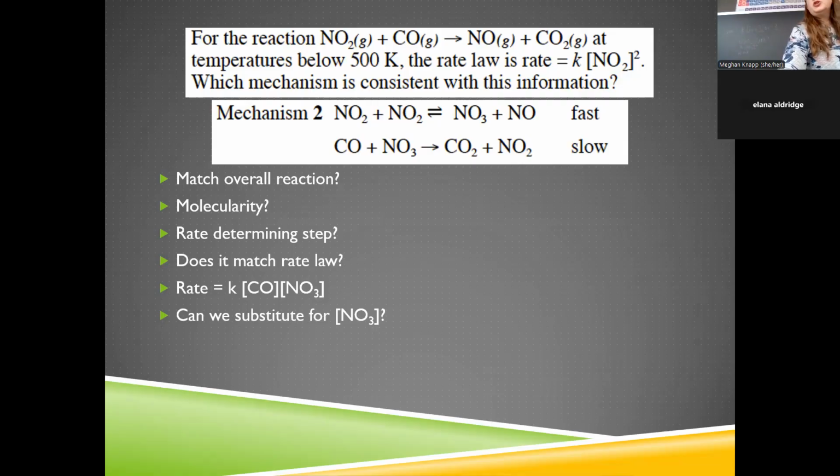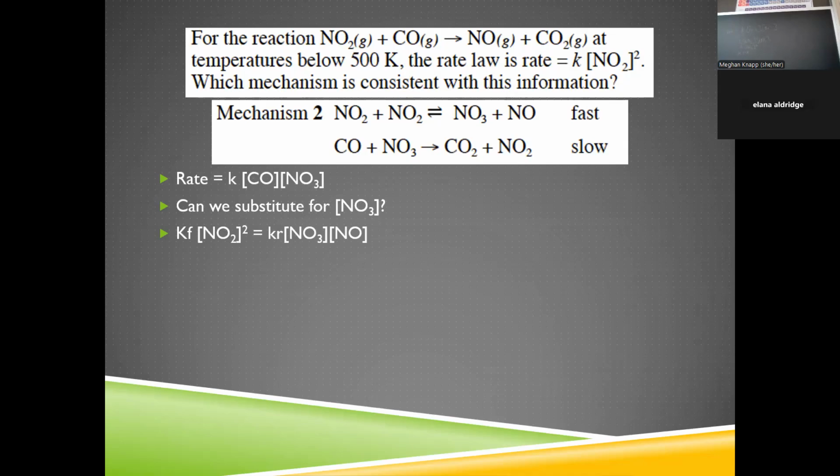All right, so can we substitute for NO3? What we're going to have to do is go back to the first step and write the forward and reverse rate laws as being equal to one another. So the F that I have here is the same thing as the 1 that I had on the other PowerPoint, and the R is for reverse, so that's the same as the -1. And we're trying to replace NO3, right? We don't want NO3 as part of this.